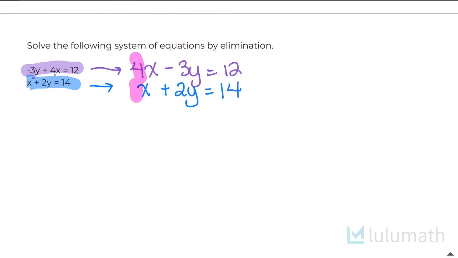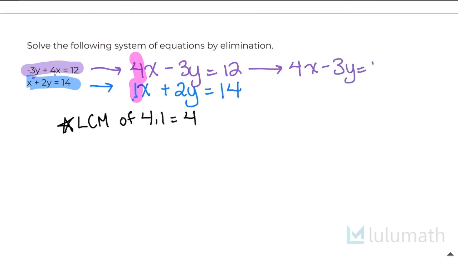So I want to find out what the LCD of 4 and 1 is. Well, this is nice because any integer is a multiple of 1. So all I have to do is just change this 1 right here into a 4. So let's write this down. Our least common multiple of 4 and 1 is equal to 4. So I don't have to change the top equation at all. I'm just going to rewrite it. So 4x minus 3y equals 12. I'm just going to copy that down.